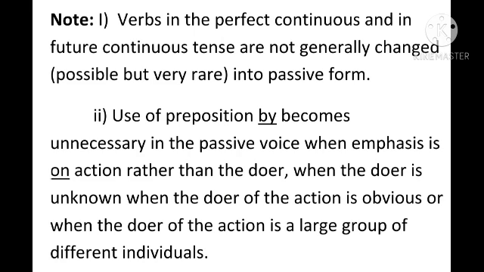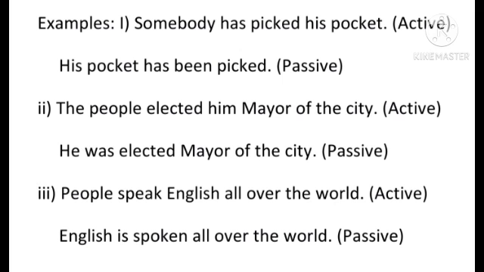Let's try to understand it through the examples. First example, somebody has picked his pocket. His pocket has been picked. By somebody is not necessary to mention. The people elected him mayor of the city. He was elected mayor of the city. By the people, again, it is not necessary to be mentioned. People speak English all over the world. In the same way, we'll again not mention by people. The passive voice will be English is spoken all over the world. By people, not necessary to mention.